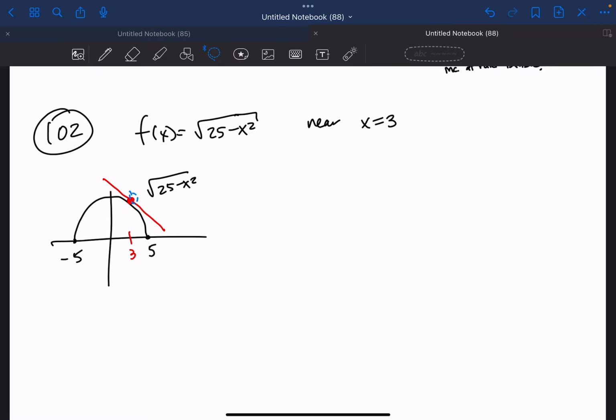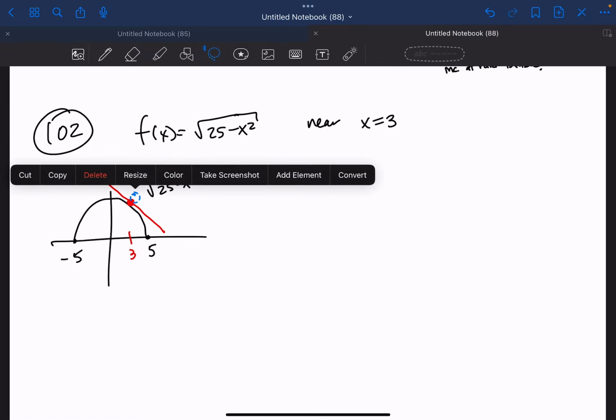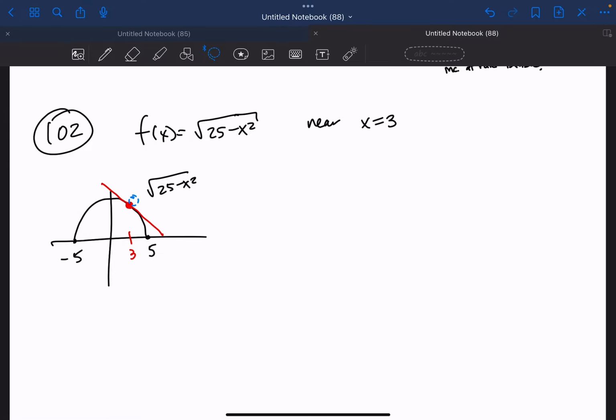So I can do this. Grab it, move it. Oh, poop on a poop. You let me do just this. No, just this. Well, let me move just this. Yes. Okay, there.